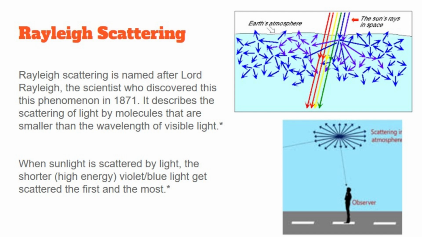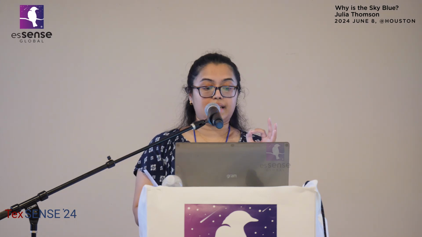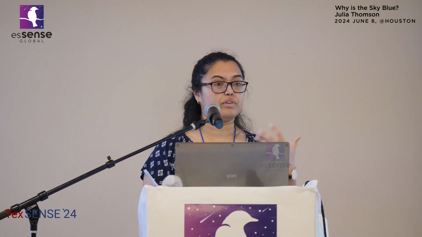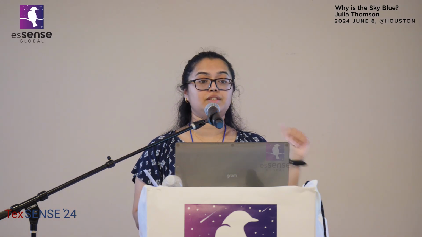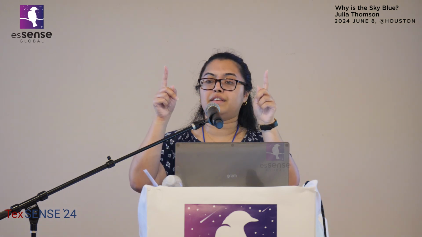Rayleigh scattering is named after Lord Rayleigh, the British scientist who discovered this phenomenon in 1871. It is described as a scattering of light by molecules that are smaller than the wavelength of visible light. What is different about Rayleigh scattering as opposed to other ways that light is refracted, like in a prism, or reflected all around us, is that the medium that the light touches, which is the gas molecules in the air, is smaller than the wavelength of the light.